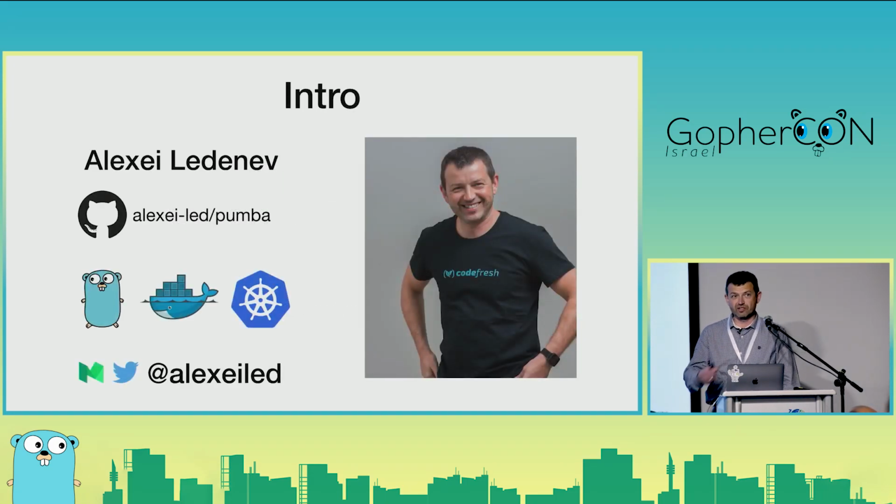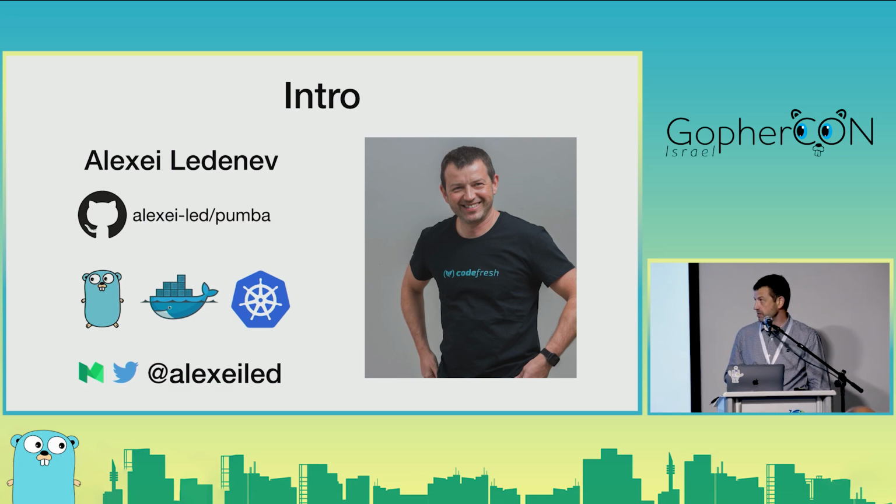So let me introduce myself. My name is Alexei Ledenev. I'm a maintainer and core developer of an open source project called Pumba. It's a chaos testing tool for Docker containers and network emulation for Docker containers, written in Go. You are welcome, all beginners who want to contribute to open source. I have several issues there where help is needed. So if you would like to help me, please do.